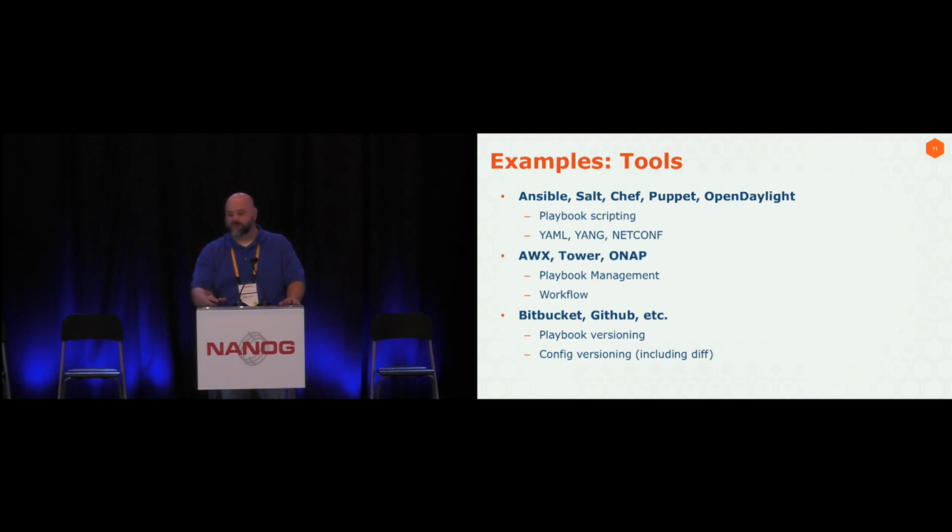So some example tools: Ansible, Salt, Chef, Puppet, AWX Tower. Onramp is a big discussion, recently moved over to the Linux Foundation. Bitbucket, GitHub, we're going to talk about how those can come into play. A lot of people see those and think, well, that's what my developers use. I don't need to use that. You don't need to, but I'm going to show you an interesting way to leverage those if you want to and don't have other tools that can accomplish that.